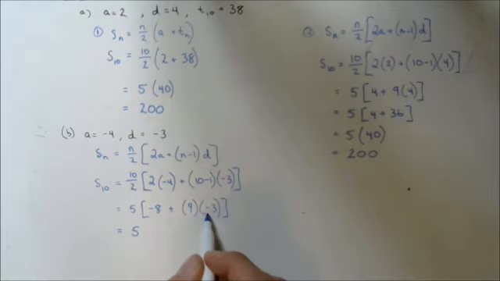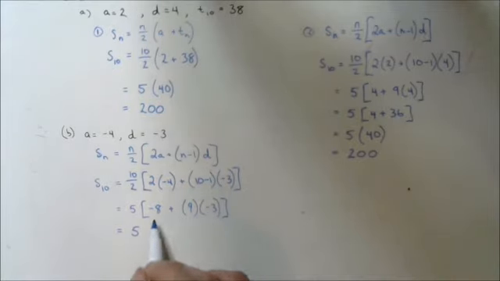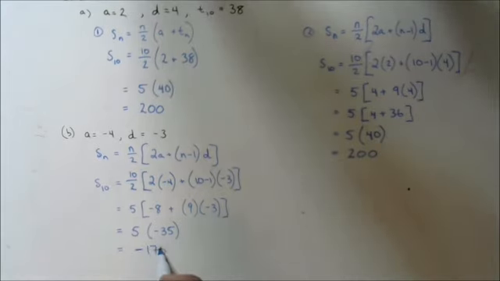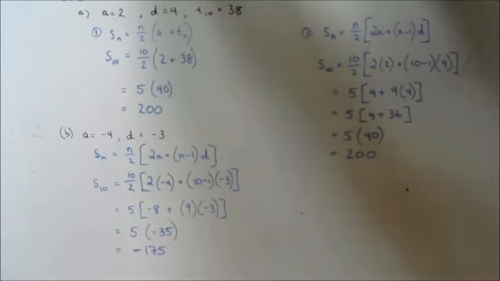We've got 9 times -3, which is -27, minus 8, which is -35, and 5 times -35, it'd be 5 times -30, which is -150, and then another 5 times -5, which is another -25. So you got -150 and -25, which is -175, if you don't have your calculator. If you have a calculator, you just punch it in. So the sum of the first 10 terms of this arithmetic series is -175. We are forced to use our second formula because we did not know the last term.